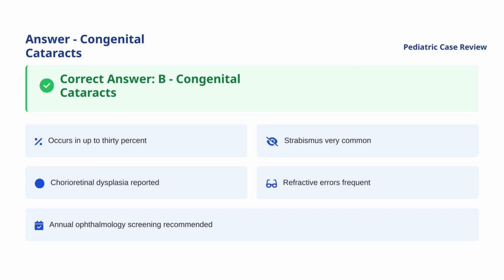Congenital cataracts occur in up to 30% of Seckel syndrome patients, causing absent red reflex and visual impairment. Strabismus is very common and requires early intervention. Chorioretinal dysplasia and significant refractive errors also occur. Annual comprehensive ophthalmological examination is recommended from infancy to detect and manage these conditions, optimizing visual development and quality of life.